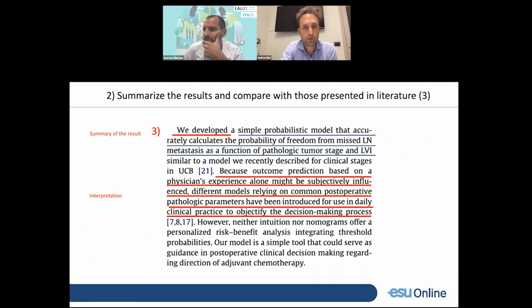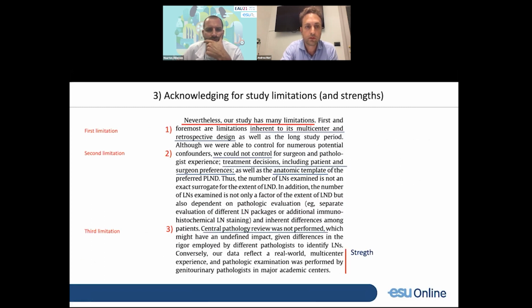In the fourth period, again, they summarize another result and they interpret. In this case, there is no comparison with other studies. So this is the last period.